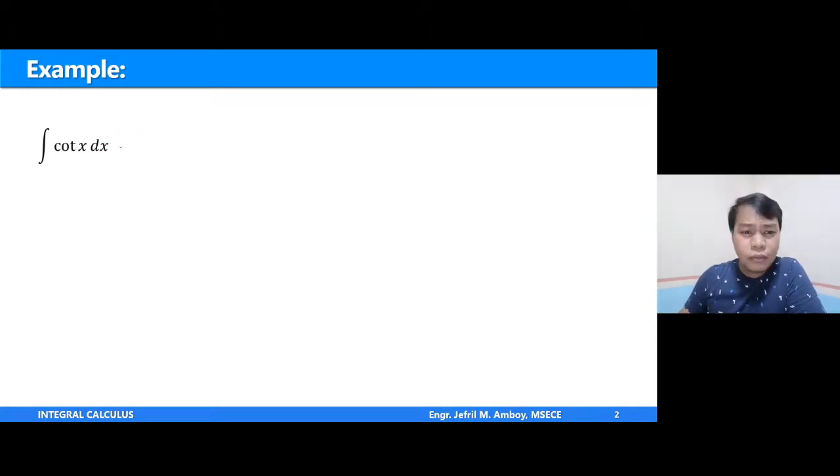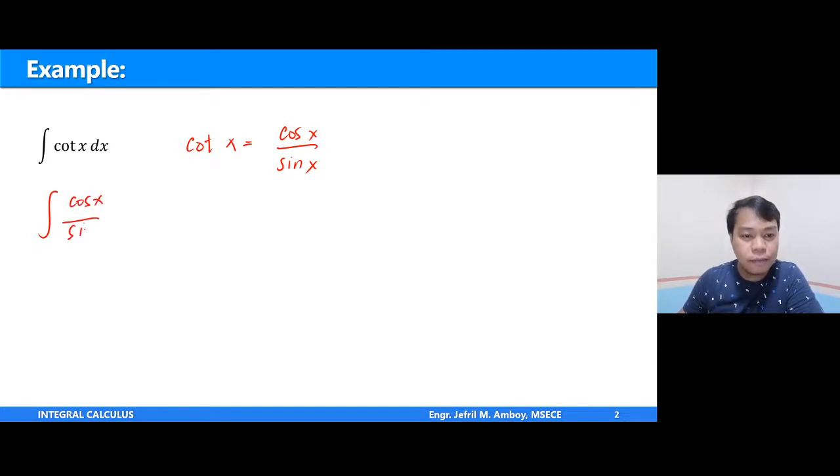Now, bago natin ito i-integrate, kinakailangan muna nating i-express yung cotangent of x in terms of sine and cosine. Di ba cotangent is the reciprocal of tangent, and we know that tangent is sine over cosine. Therefore, cotangent must be cosine of x over sine x. Kapag na-express natin in that way, yung ating given na cotangent of x, pwede na natin siyang i-integrate by means of substitution. So, now cosine x over sine x, and then here we put dx.